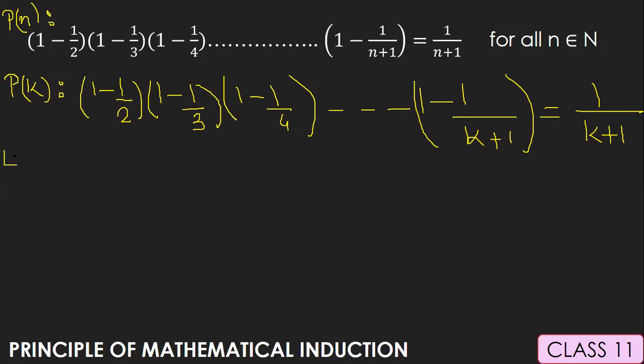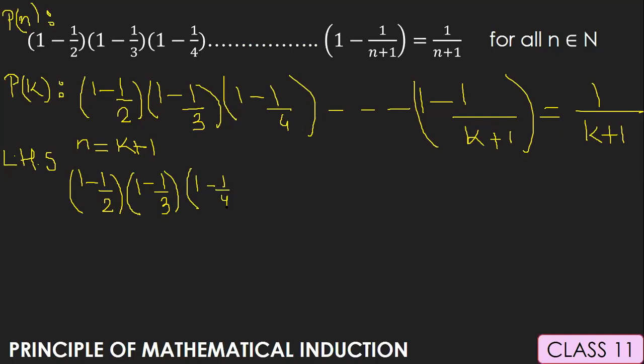So your LHS for n is equal to k plus 1 would be 1 minus 1 upon 2 into 1 minus 1 upon 3 into 1 minus 1 upon 4 and so on till 1 minus 1 upon k plus 2.